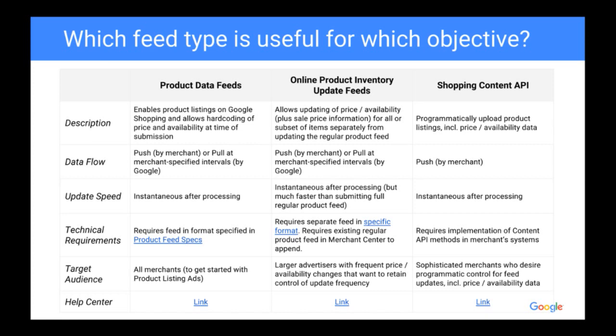Generally, we recommend everybody use the product data feeds in whichever form you're giving the data to us. And then as you have frequent price changes, the online product inventory update feeds come in handy, as you don't have to upload 100,000 products or however large your entire product inventory is. And then depending on your technical sophistication or whether you want to invest all the IT work to implement the Shopping Content API, that may be the best choice if you're a really large advertiser with millions of products that you need to get live in an instant.